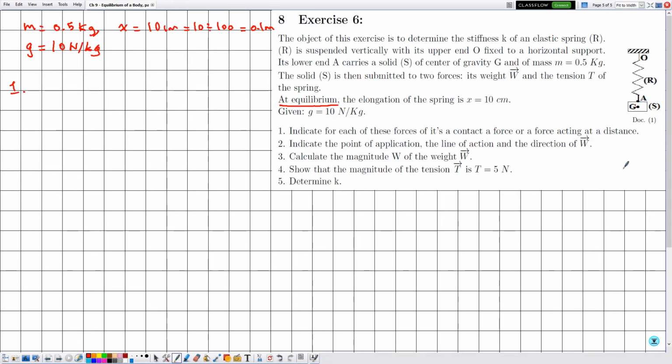Now indicate for each of these forces if it's a contact force or a force acting from a distance. We know that the only three forces that act at a distance are the weight, the electric, and the magnetic. All other forces are classified as contact forces, with no exception, and the tension T is one of them.